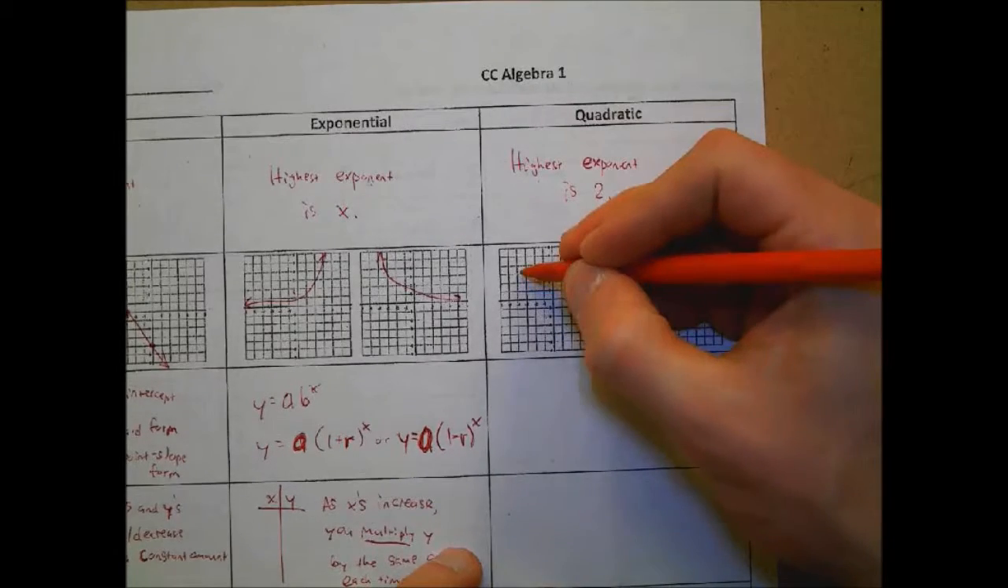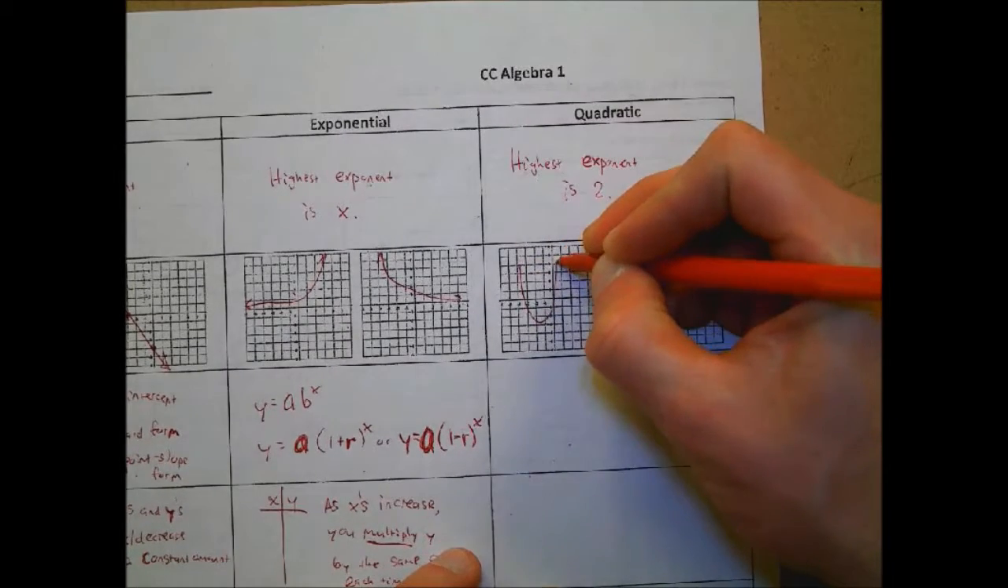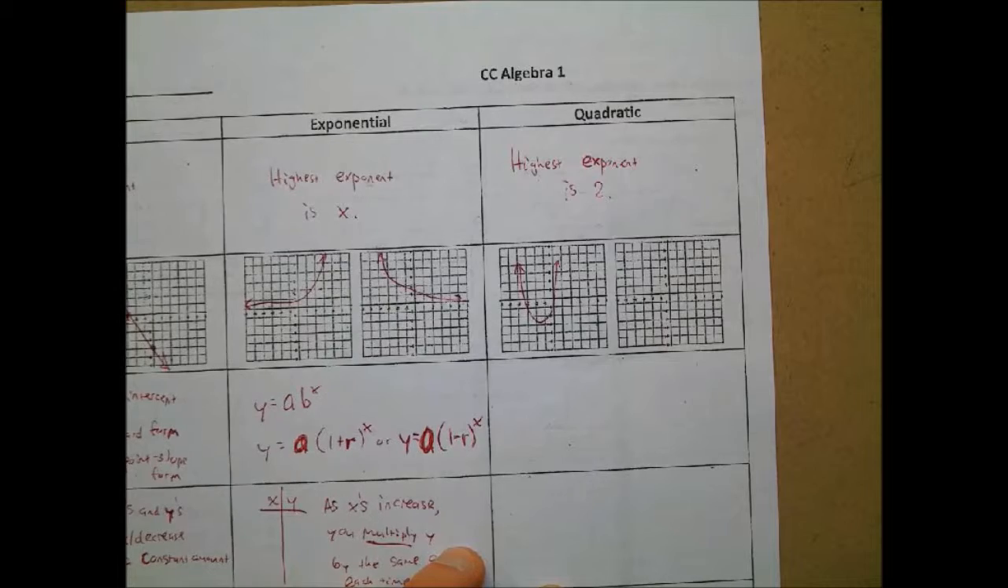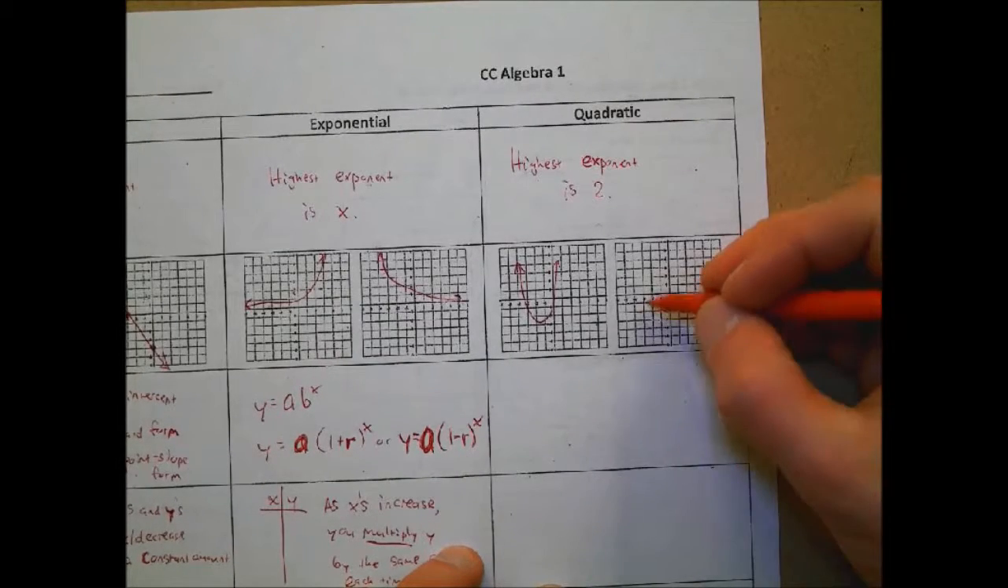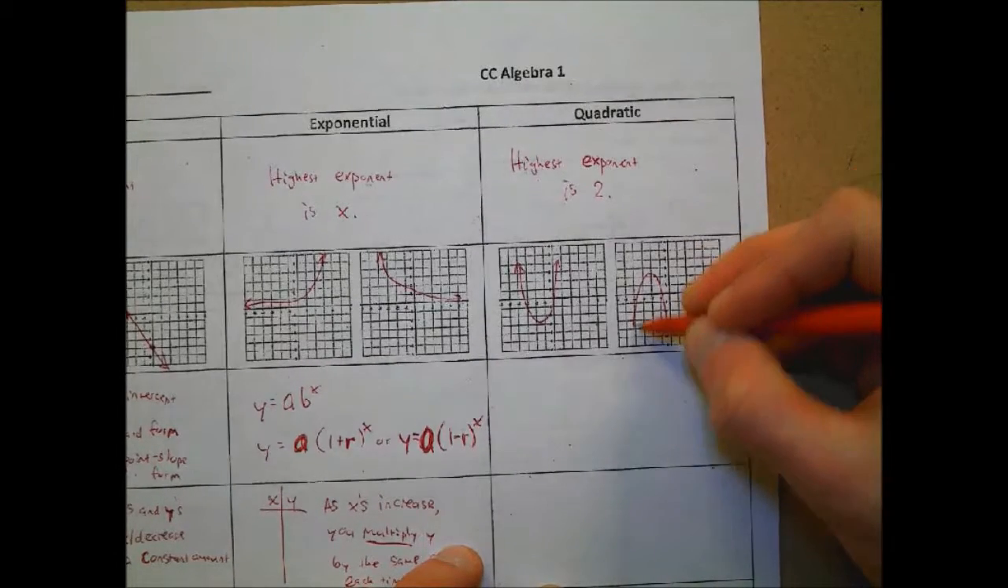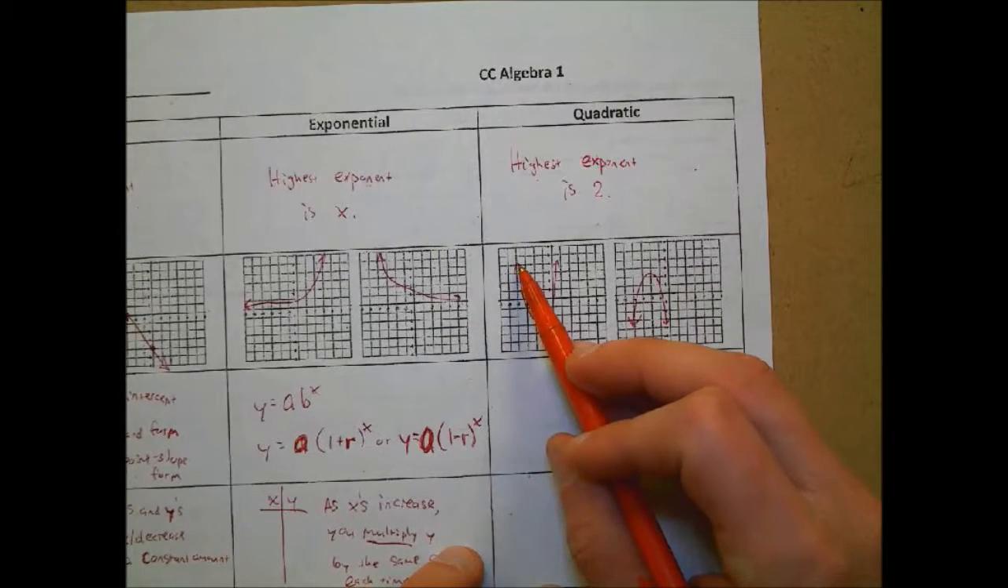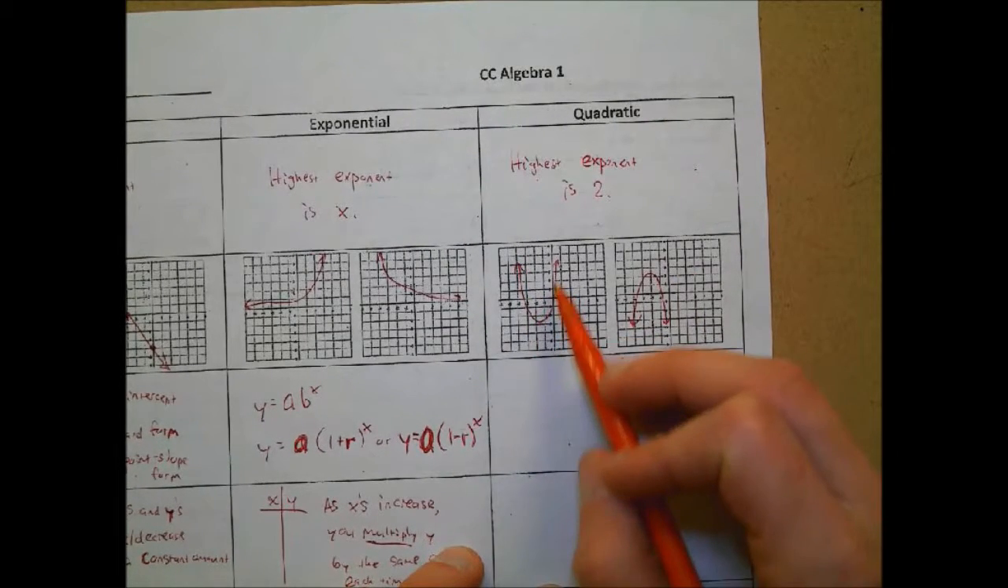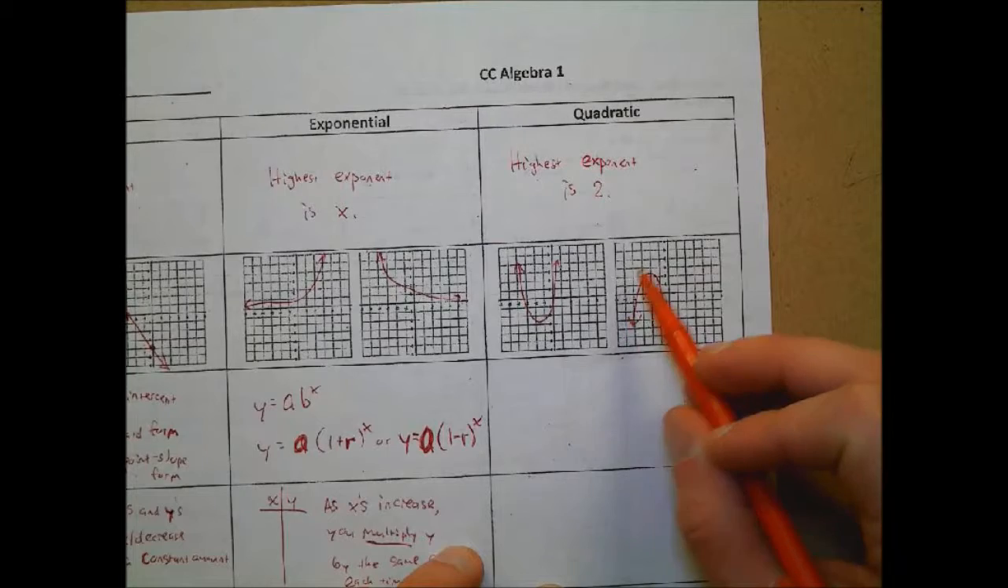So I'll draw one where it's opening up, like the U described. We could also have the frown kind of shape, right? Remember, mathematically this is called concave up, and then this one we call concave down. Okay, that's the actual math term for that.